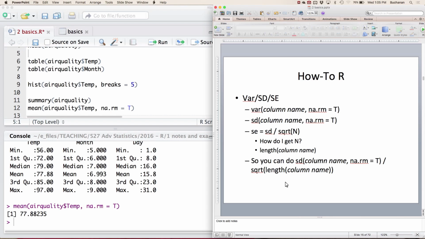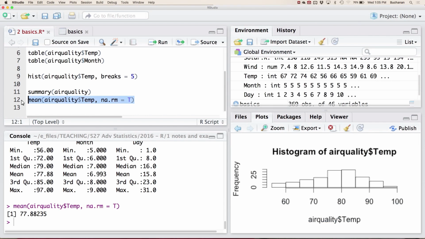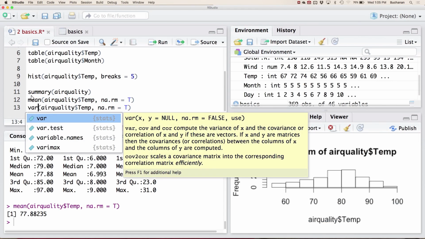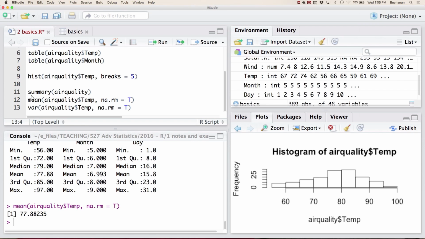Yeah. So to calculate variance, same idea: var, column name, na.rm equals TRUE. So what I could do is just copy this line I just typed and then just change the function to variance. Often when you stop and hover, it'll give you some descriptors. That's the help file. It's kind of telling you here's the things you should type. We aren't always going to use everything. So we don't have a Y, we're just going to do X.